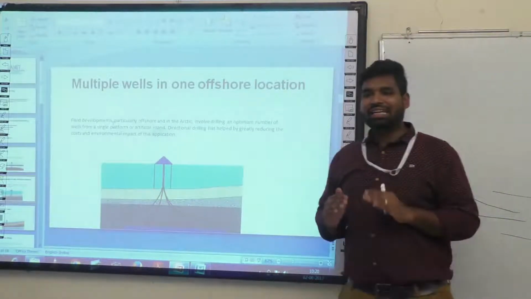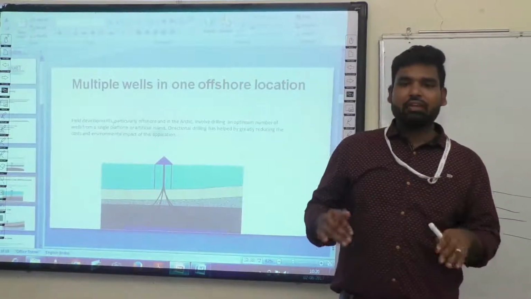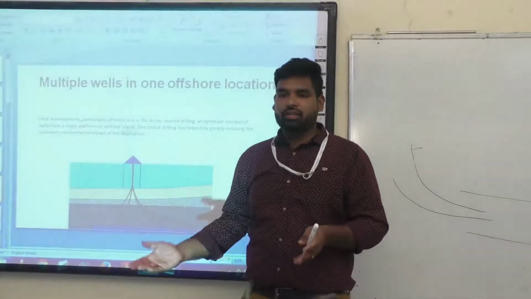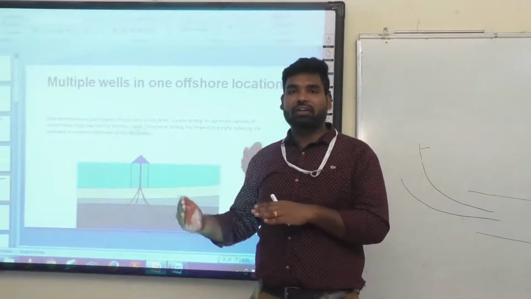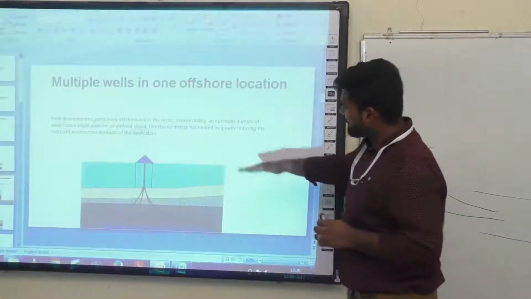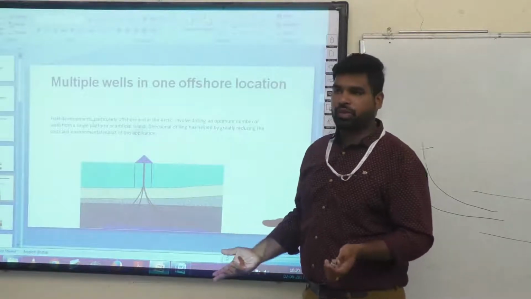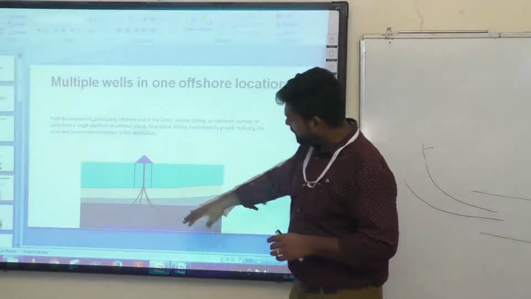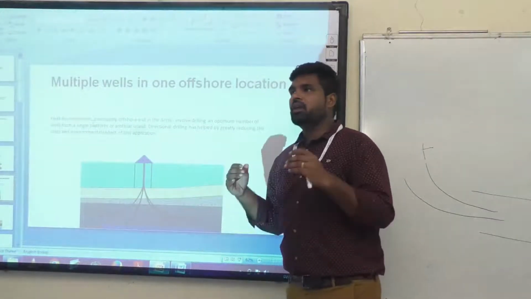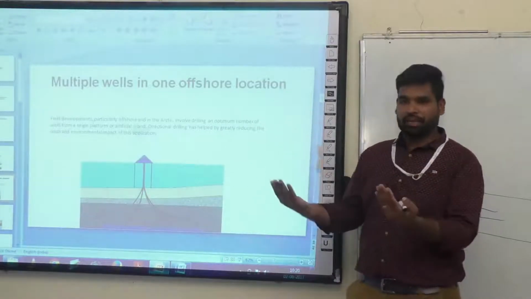And the second one is multiple wells in one offshore location. If you are drilling offshore, you need some platforms to drill, right? It is not land where you can stay on the location. So you have to put some platforms, like a TLP or a duration or anything else. Say in a location you have multiple reservoirs, that means 7 to 8 reservoirs at a single location or area.